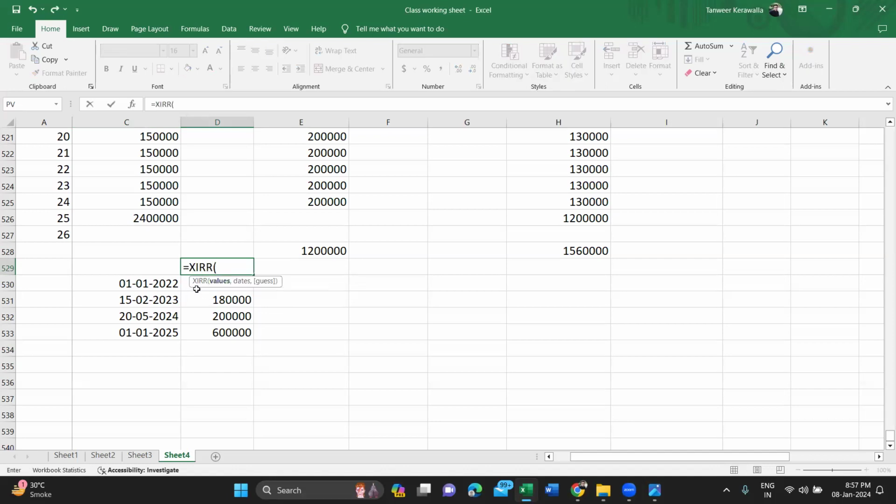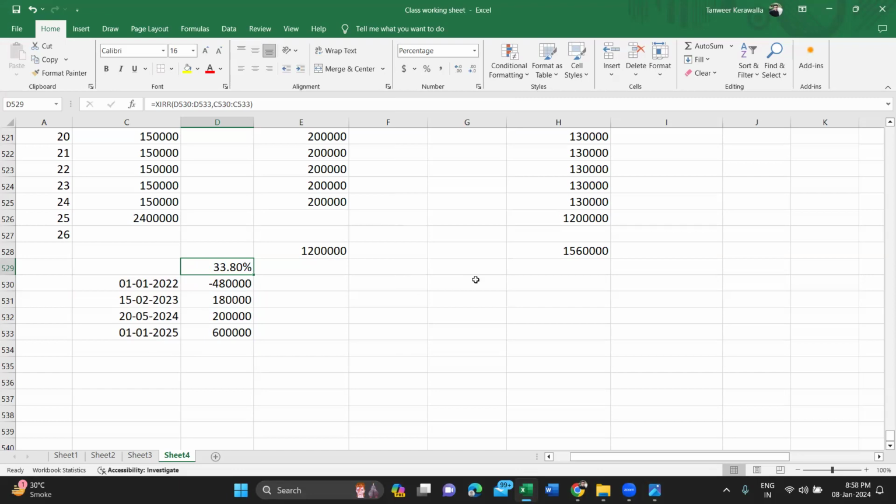First, you take the range of values. Then you press comma. In Open Office, instead of comma, you have to use semicolon. And then you have to set the dates like this. So first take the range of values, then take the range of dates. Close the bracket. Now this is not a general format. If I change it to percentage format, it will become a percentage, 33.80%. That's your XIRR for this.